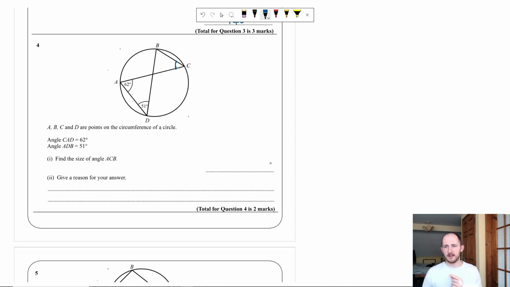I'm going to say that this is 51 degrees. Now I'm going to do the explanation afterwards, which might seem a bit weird to you. And the reason is angles in the same segment are equal. Okay? Now if you remember what a segment is, all it is is kind of a curve.